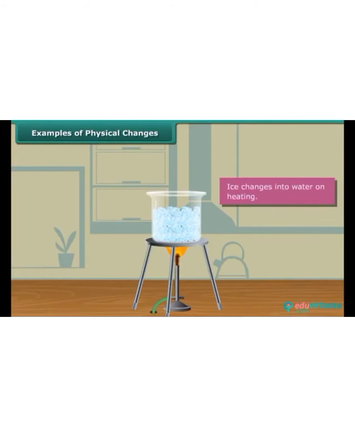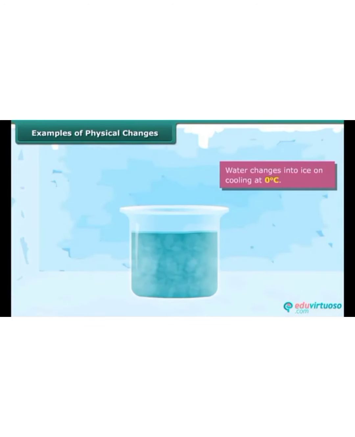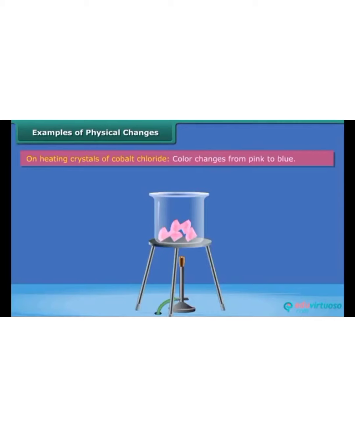The second one, we all know, ice changes into water on heating. It converts into vapor when it is heated to 100 degrees Celsius. Vapor condenses into water on cooling. And again, the water changes into ice on cooling at 0 degrees Celsius. A very simple example: solid changes into liquid, liquid changes into vapor, and the vapor again changes back to solid. This is a continuous process, so it is reversible.